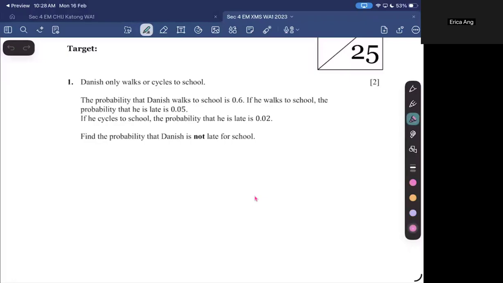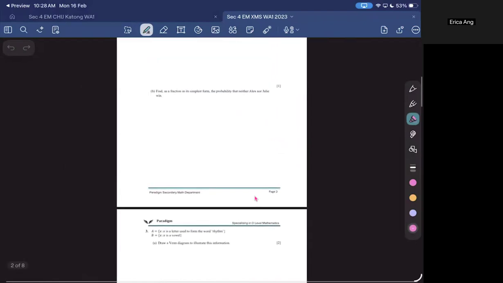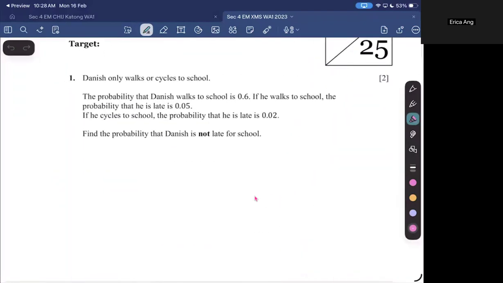Look at this one. The first two questions are probabilities, so I'll go through both. Okay, so the probability that Danish walks to school is 0.6. If he walks to school, the probability that he's going to be late is 0.05. The alternative is that he cycles to school, and then this is the probability that he's going to be late, right?